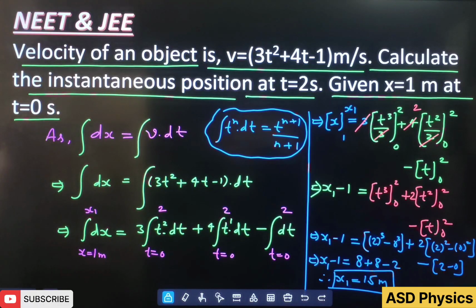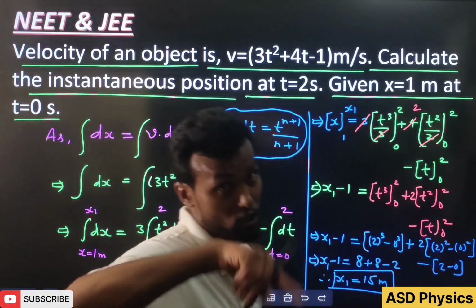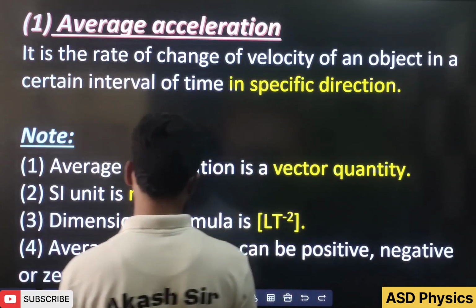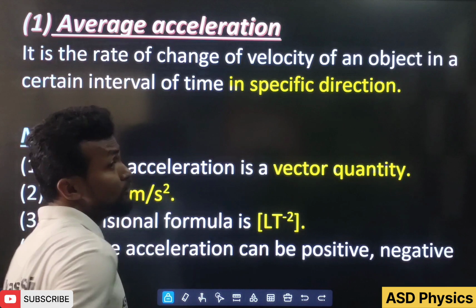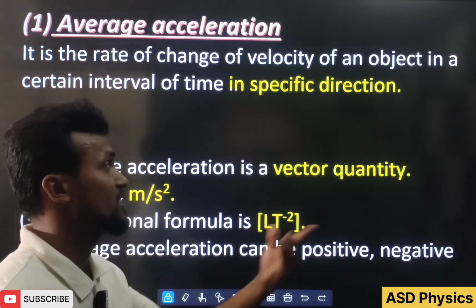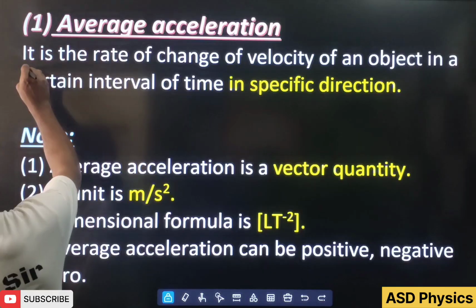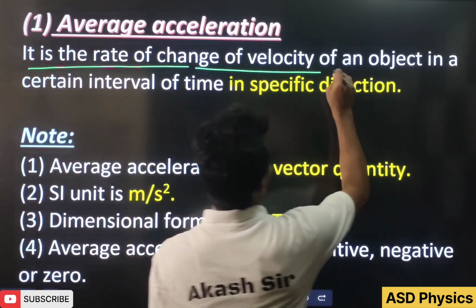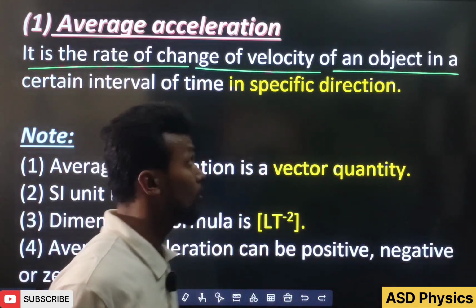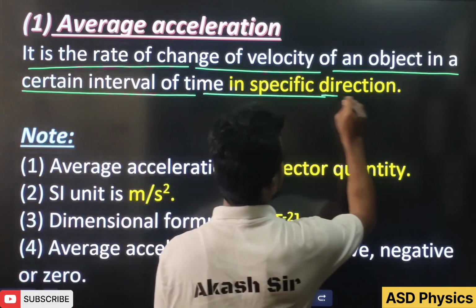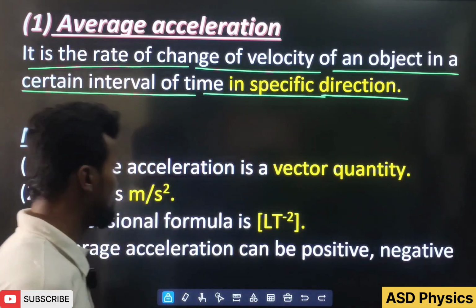Now this is the reverse process of differentiation: position to velocity, displacement, velocity to position, integration. Okay, great. Now students, we are going to see the average acceleration. After the instantaneous speed, we are going to see acceleration. It is the rate of change of velocity of an object in a certain interval of time in a specific direction.